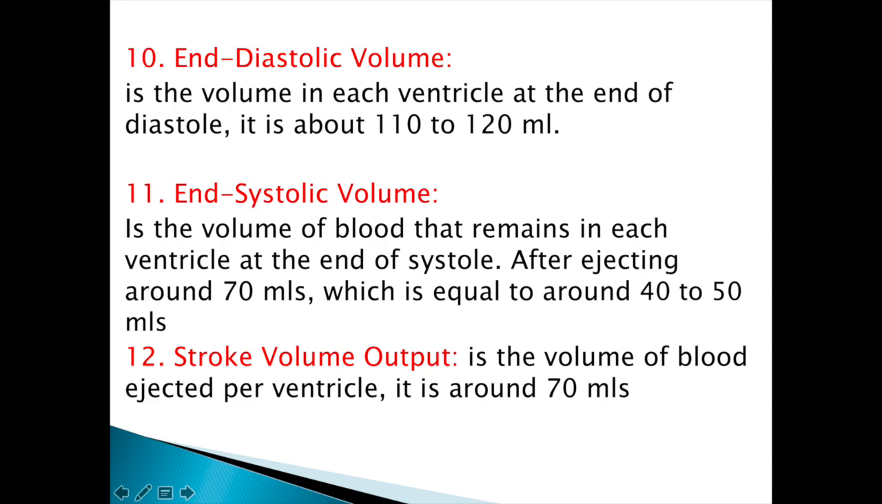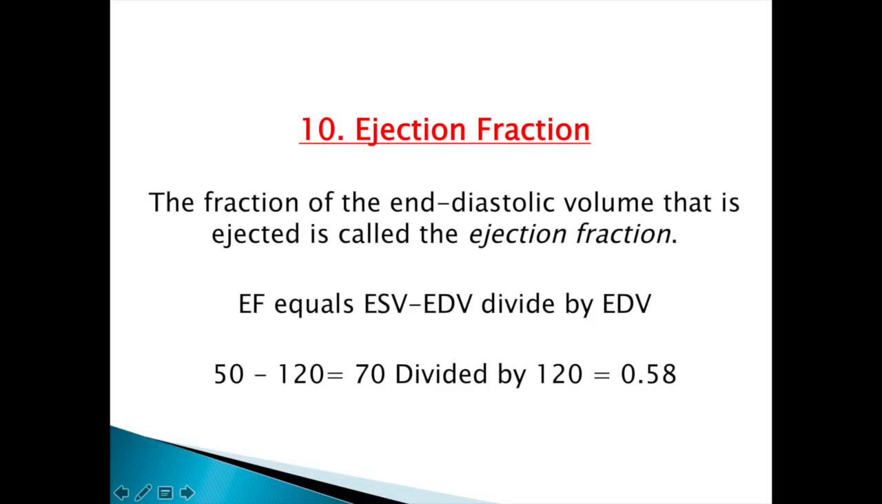And then the stroke volume output. Stroke volume is the volume of blood ejected per ventricle at each contraction. It's about 70 ml. Ejection fraction is a little confusing to many people. It's a simple calculation: what percentage of blood is ejected by the ventricle with each contraction. The fraction of end-diastolic volume that is ejected is called ejection fraction. It can be calculated by a simple formula.